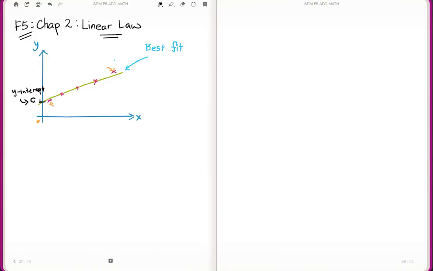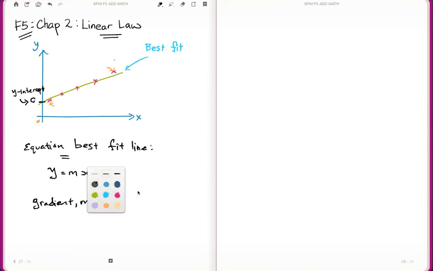It is crucial to know the y-intercept because in order to get the equation of the best straight line, of your best fit line, it will always be y equals mx plus c. In order to know the c, you need to know the intercept. Whereas the gradient m would be the change of y, meaning it is y2 minus y1 over x2 minus x1.